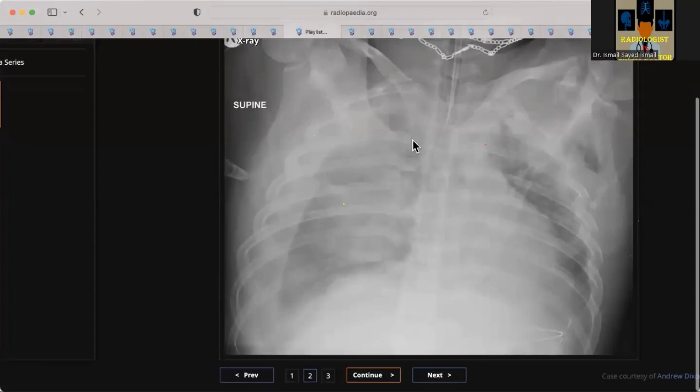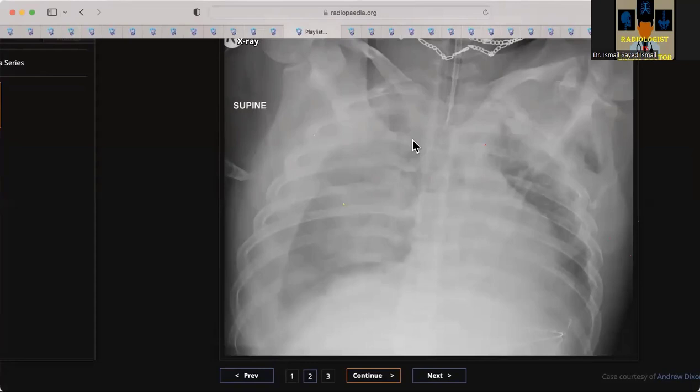Yeah, and the management, according to the site of injury, the management probably would be surgical. The most common site is the aortic isthmus. Yeah, okay. So yeah, well done.